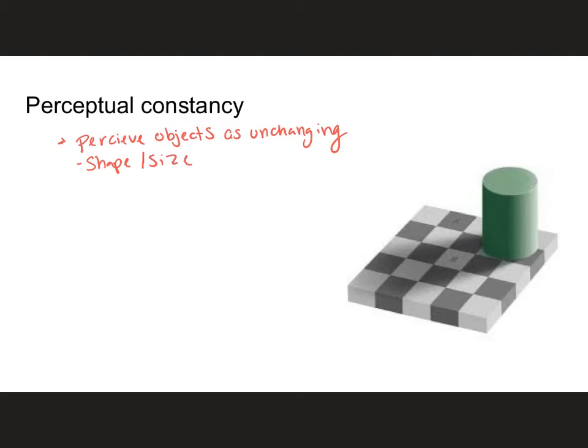And that means that even if you see something from a weird angle, you still know what shape it is. If you see something far away or close up, you still have a good idea of what size it is. And we can even do this with color. So if you see something in the dark, we still know that it is blue, or we still know that it is yellow. So even though it looks a little bit different in the daytime versus the nighttime, you still understand what color it is. So we perceive objects as having a constant color.